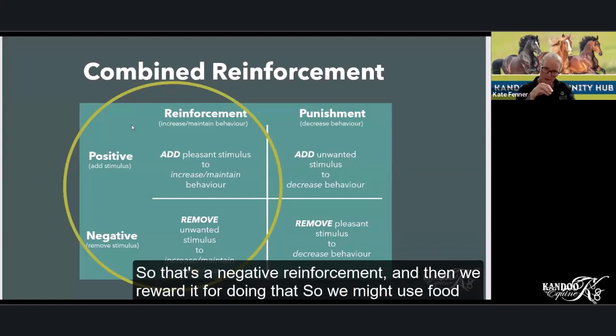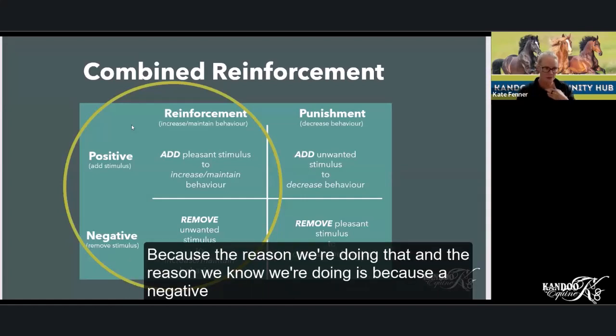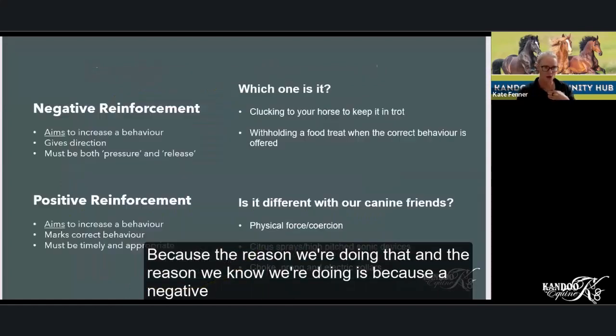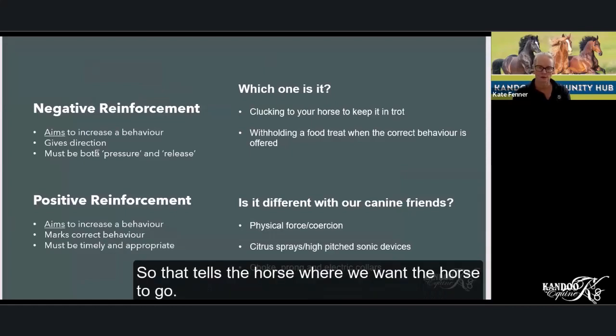So that's a negative reinforcement. And then we reward it for doing that. So we might use food treats, we might use some other thing, but we're using combined reinforcement. Because the reason we're doing that is because a negative reinforcement gives direction. So that tells the horse where we want the horse to go.